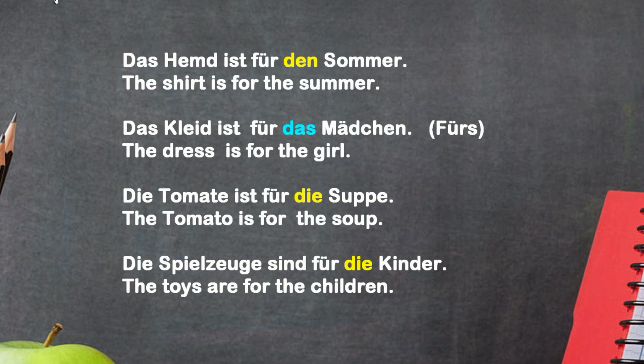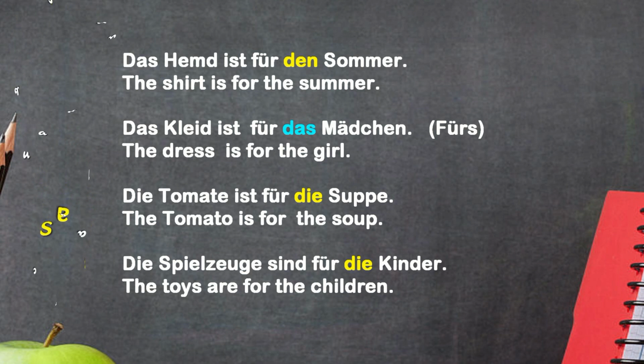Let us see some more examples here. Das Hemd ist für den Sommer. The shirt is for the summer. Das Kleid ist für das Mädchen. We can use here fürs also. The dress is for the girl because it is a neuter noun. Die Tomate ist für die Suppe. The tomato is for the soup. Die Spielzeuge sind für die Kinder because it is a plural noun.